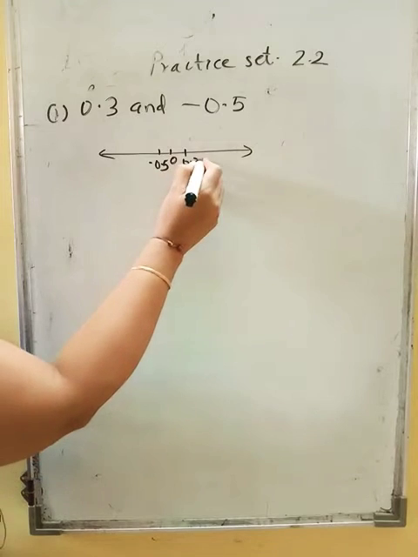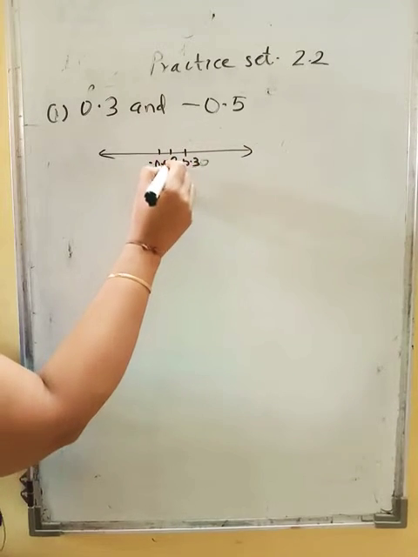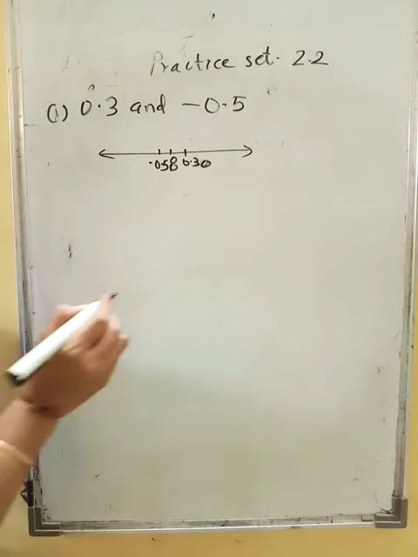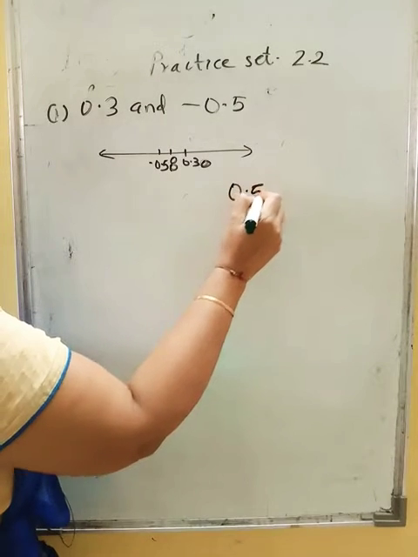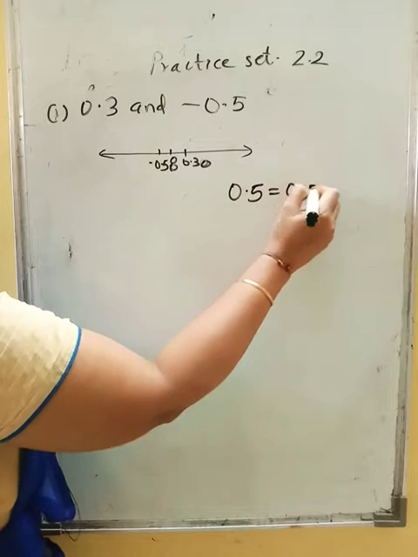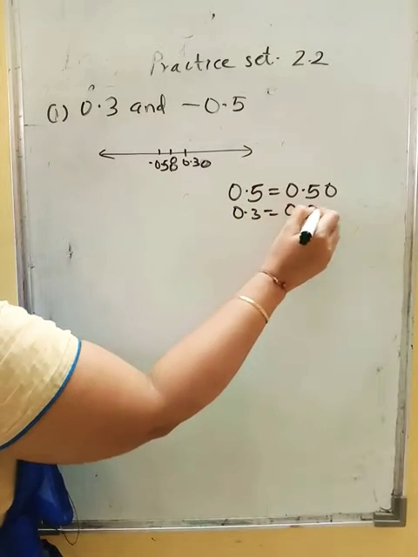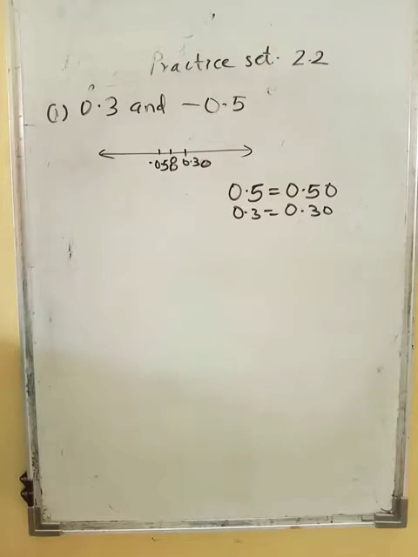You can just add zeros after the decimal point. And the number of zeros doesn't change the value. Means 0.5 is the same as 0.50. 0.3 is nothing but 0.30. Okay, so these are the numbers.